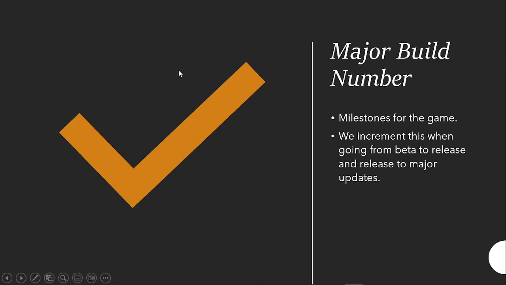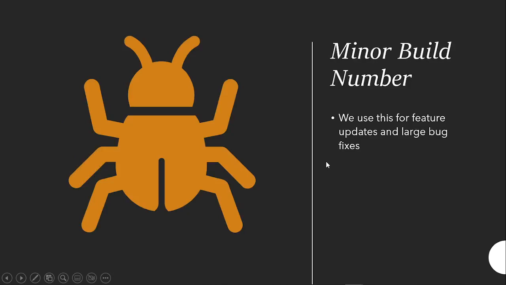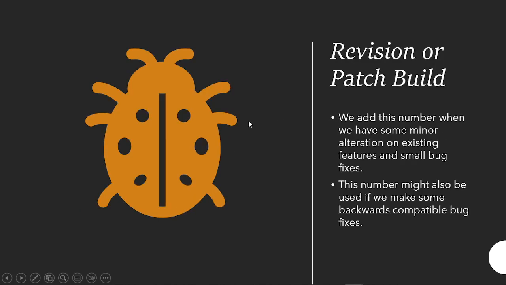And we also have here the minor build number, which is going to be related to some updates that we are doing for a specific feature, or if we were able to solve a bug that we were seeing in our testing of our game application. And we also have what we call the revision or patch build, which is something that we add if there are some minor alterations on existing features and small bug fixes.